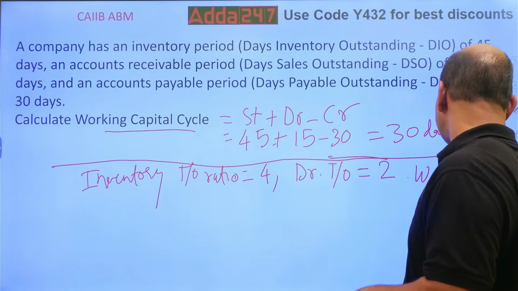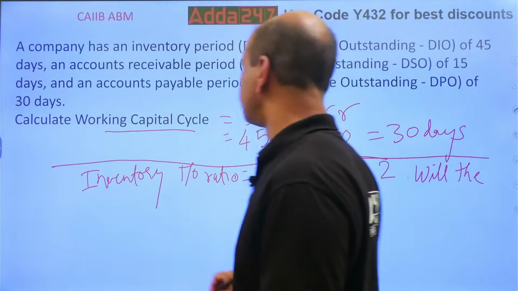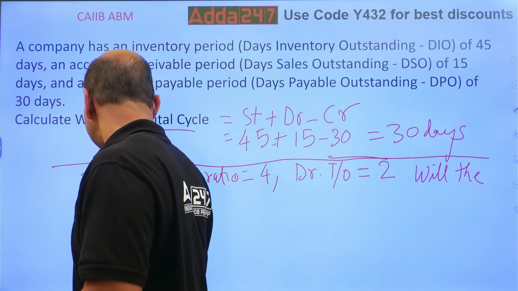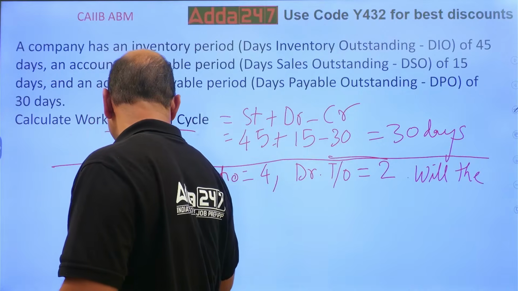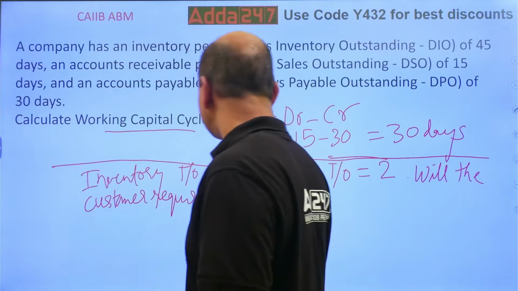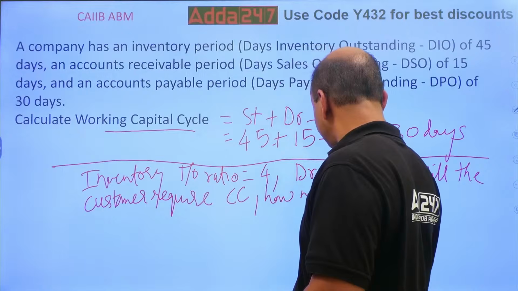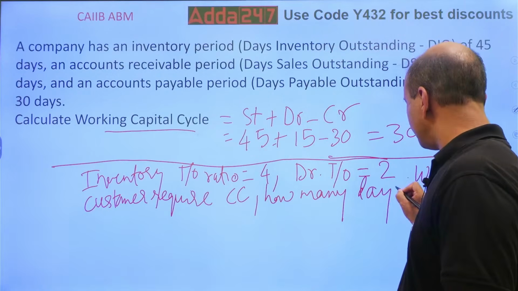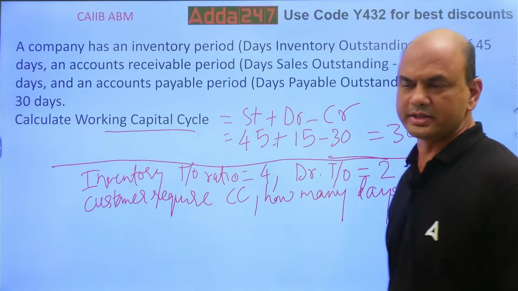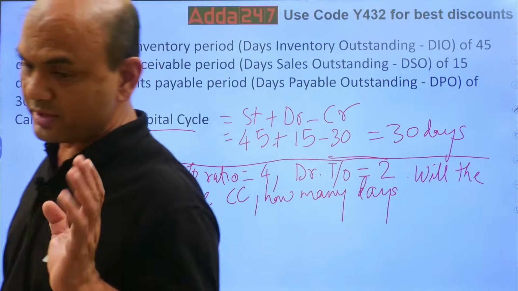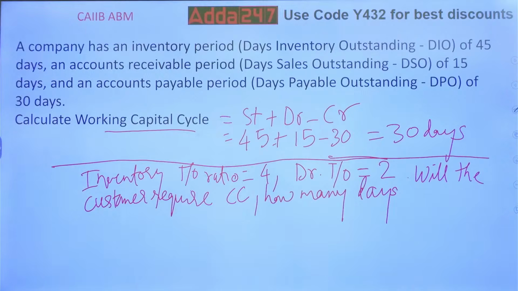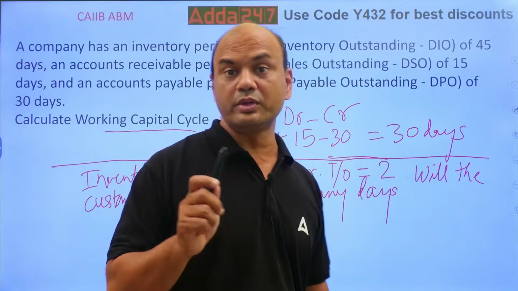Will the customer require CC? I don't want the amount. Require CC, and for how many days? Will the customer require the CC and for how many days? Very tricky question. Very easy, but very tricky. It's really a trick to solve this question. Inventory turnover ratio, you need to understand the basics of these ratios. Only then you can solve this.